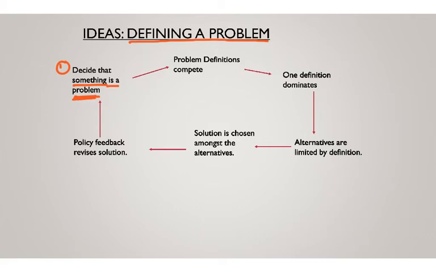Then problem definitions of that problem compete. And what do I mean by compete here? I mean groups, I mean individuals. They tell stories, and these stories are backed by evidence. Sometimes, not all the time, sometimes. They tell stories that define the cause of the problem. Deborah Stone calls these causal stories.